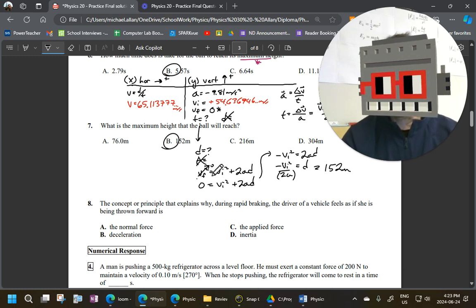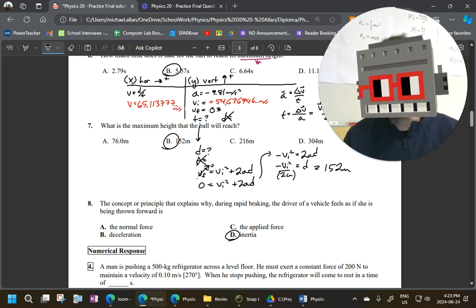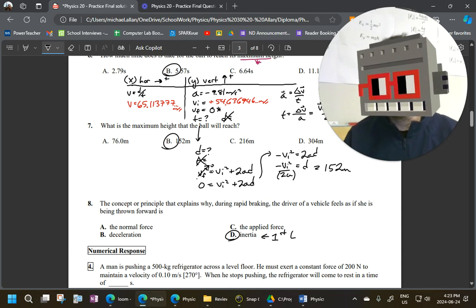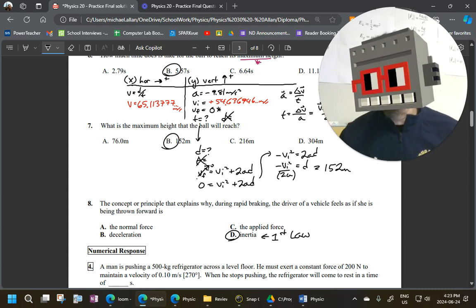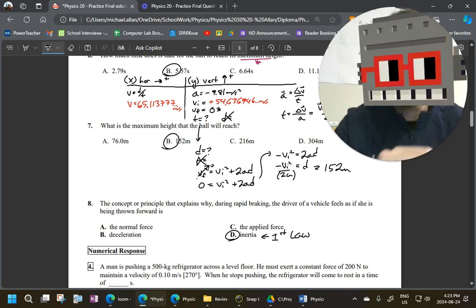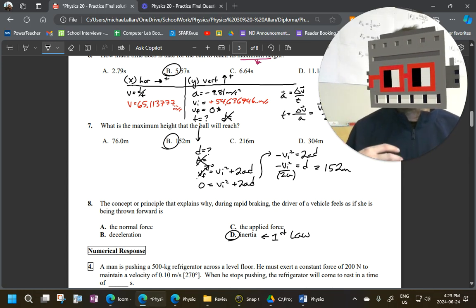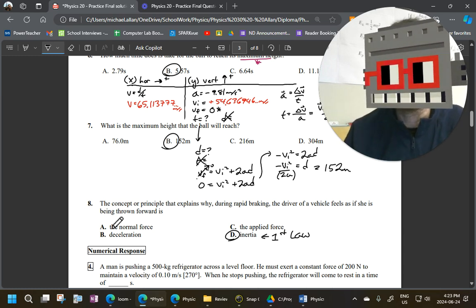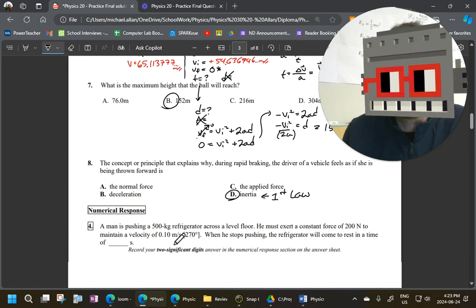A concept or principle explains why rapid braking feels as if she's being thrown forward. This is inertia. This is the first law, right? An object in motion wants to remain in motion unless acted on by another force. So if you brake, the person in the car is just going to keep on moving forward, and they're going to be stopped by the seatbelt. It's going to slow them down because that's going to apply a force back. So they feel it on the seatbelt. That's the first law. Cool.